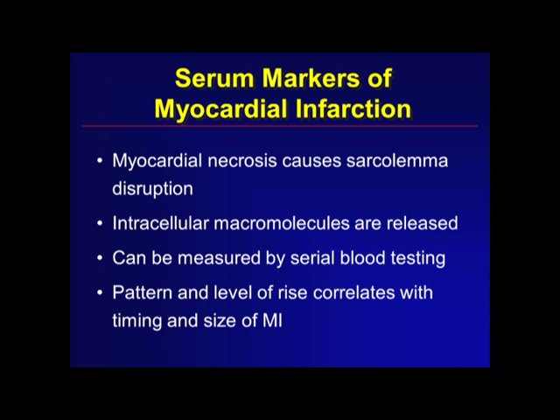So when you have myocardial necrosis, it causes disruption of the sarcolemma. This releases macromolecules into the circulation, and we can measure these by taking blood samples. Their pattern and how high they go has something to do with the size and timing of their heart attack. That makes sense. If dying cells are releasing proteins and you're measuring that, there should be some correlation between the amount and timing of the damage and what the levels look like.